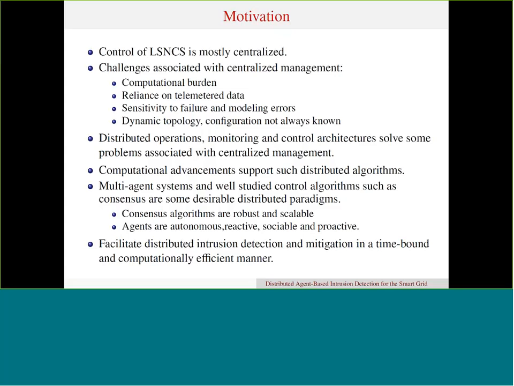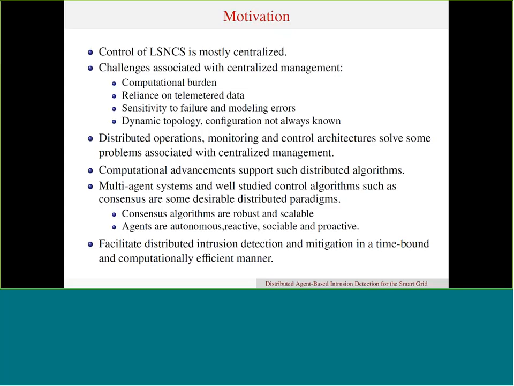Also, substations and field devices span very large geographic areas, so a centralized controller relies on telemetered data, and telemetered data may or may not be available. Telemetered data is basically data sent from very far, so it may or may not be there when required. If the centralized controller makes decisions based on partial data, it will come up with an estimate or model that's not quite as accurate, and this translates into modeling errors and sensitivity to failure.